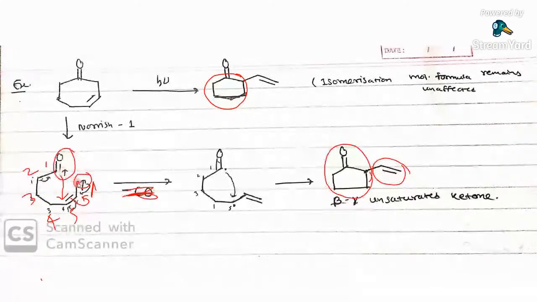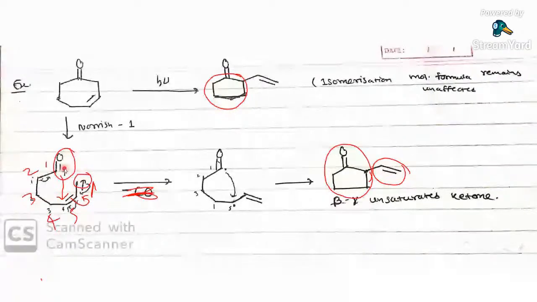Firstly, this molecule will undergo the alpha cleavage. As a result, there will be the generation of two radicals. One radical will be with the CO and this radical with this carbon. So I have written the two radicals, first radical and second radical. Now they have formed the 5-membered ring. So 1, 2, 3, 4, 5.